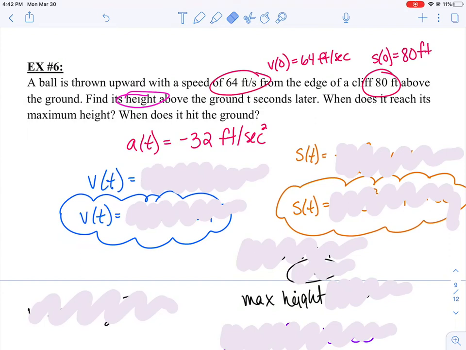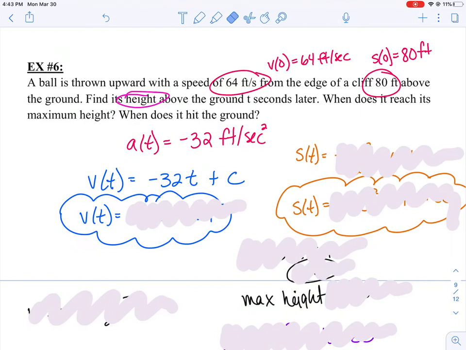Remember, this is just a physics idea where we have the acceleration due to gravity is negative 32 when we're talking about feet, and it's negative 9.8 when we're talking about meters. So negative 32 feet per second squared is our acceleration of any free-falling object. So can I integrate that and figure out then what my velocity would be?